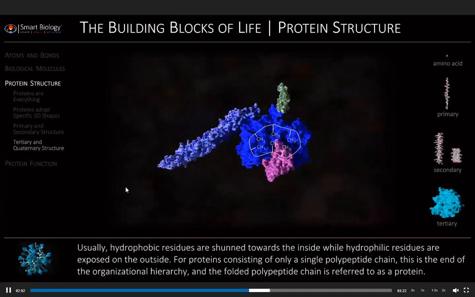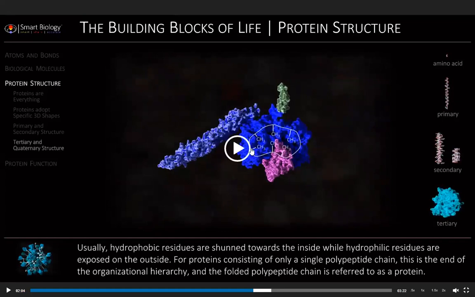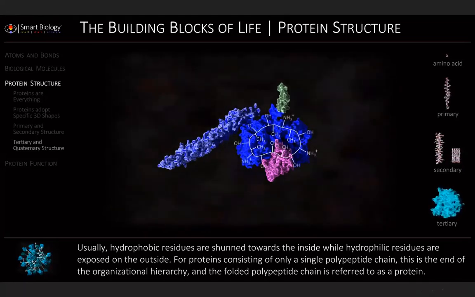Usually, as we have been discussing, the hydrophobic residues are found in the interior of the protein, while the hydrophilic residues are exposed to the outside. And again, there are proteins that are formed of only a single polypeptide chain. This will be the end of the organizational hierarchy. In other words, this is the final form of the protein. The protein cannot form any higher order structure, and therefore now this is called a protein rather than a polypeptide. It's referred to as a fully formed protein.